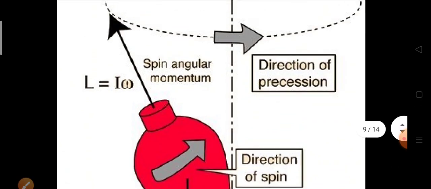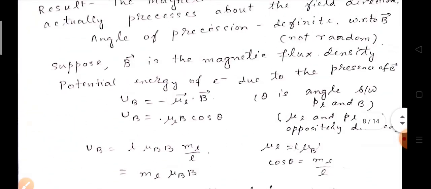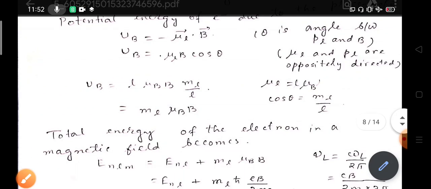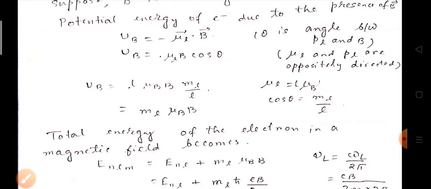Okay, so let's get back to our discussion. This is the change in potential energy whenever the electron or atom is placed in an external magnetic field. We are not considering the magnetic moment of the nucleus, of protons, or of neutrons. We are only discussing the magnetic moment of the electron, because when we consider the magnetic moments of the nucleus also, we get hyperfine splitting. We are studying the fine structure or fine splitting of the energy levels, so we are confining our discussion to electronic motion, and certainly the orbital magnetic moment of the electron.